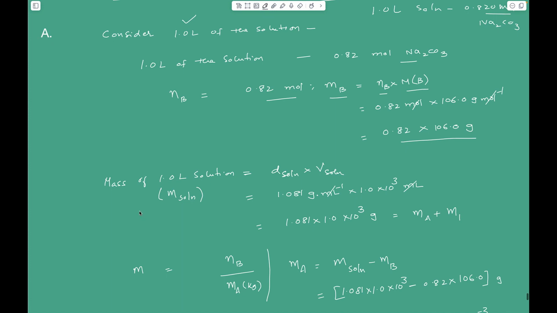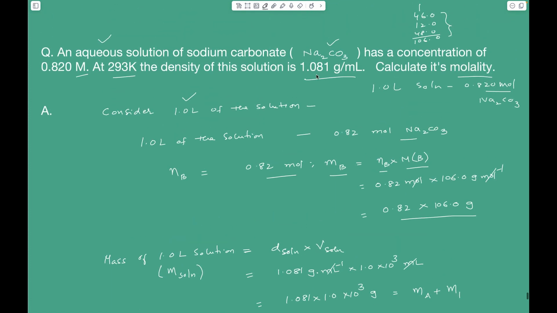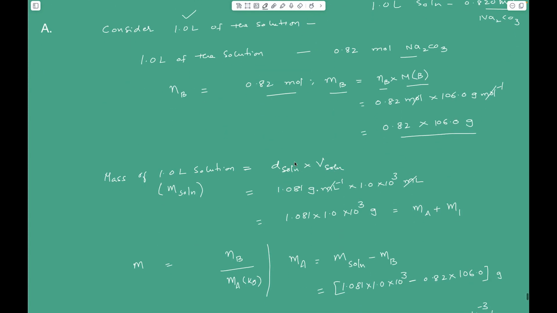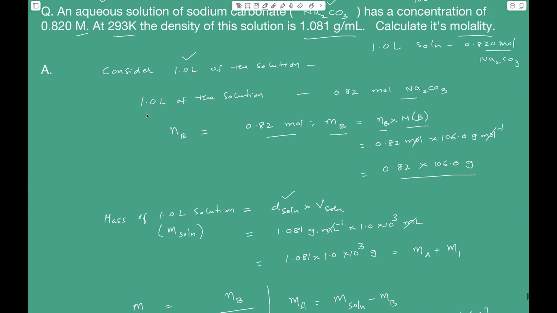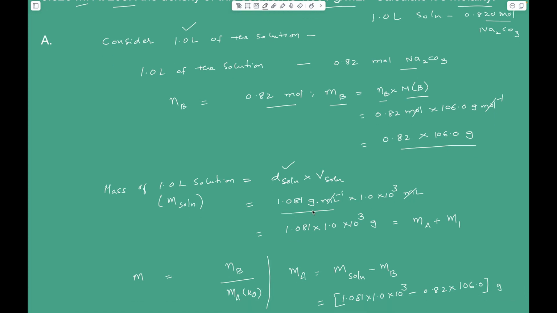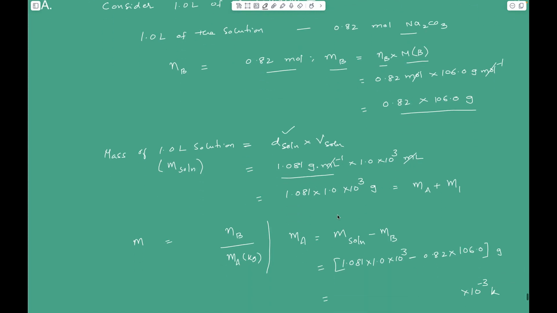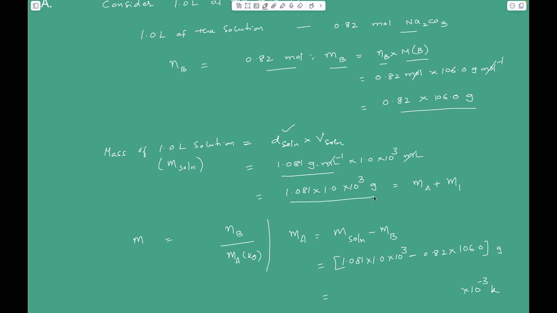Then what is the mass of 1 liter of the solution? Its density is given, right? So you have to multiply the density of the solution with the volume of the solution. Volume of the solution we considered is 1 liter, or in milliliters it is 1.0 into 10 to the power of 3. And this is the density. When you multiply these two, you will get the mass of the solution. This is the mass of 1 liter of the solution.